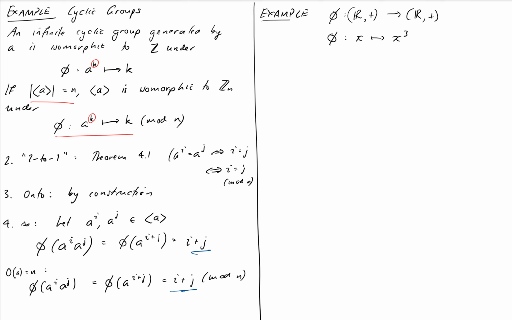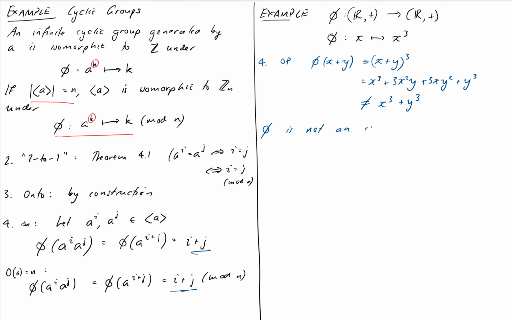Why is that? Well, let's just jump straight to the operation preserving part. If I look at phi of x plus y, that equals x plus y cubed, which equals x cubed plus 3x squared y plus 3xy squared plus y cubed, which is not, in general, equal to x cubed plus y cubed. So phi is not an isomorphism.